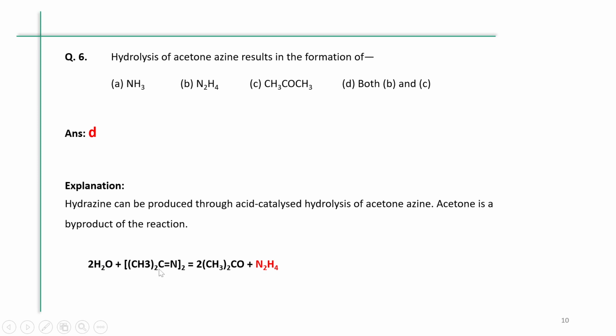So this is the electrophilic center. The oxygen lone pair will attack, then this double bond will be cleaved, and by some further steps this nitrogen will catch one proton from oxygen, and that oxygen from this H2O, the OH group will be converted to double bonded O. So finally we will get N2H4, and this one will be remaining as acetone.